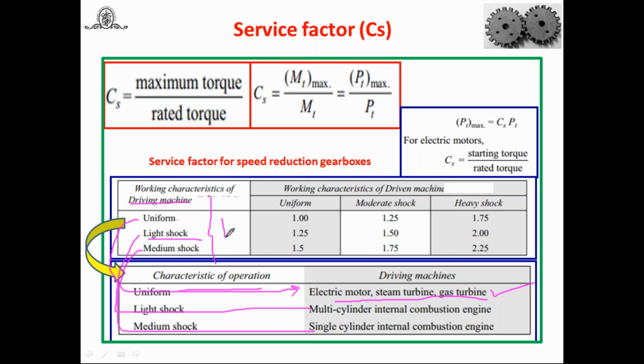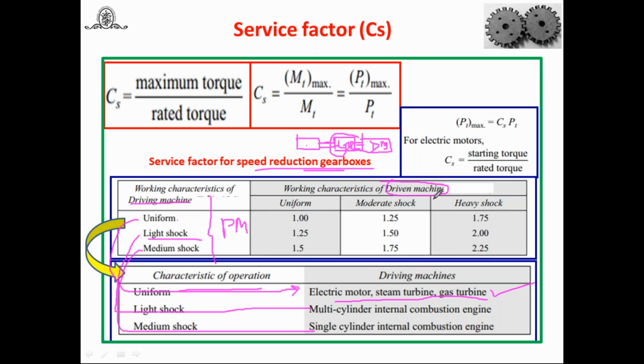All these are the driving machines, or you can say prime movers. But when this prime mover is connected to the driven machine by using a speed reduction gearbox, that means this is the prime mover, and in between is the gearbox, which is used again to run some driven machine. Try to understand: driving machine, gearbox in between, driven machine.